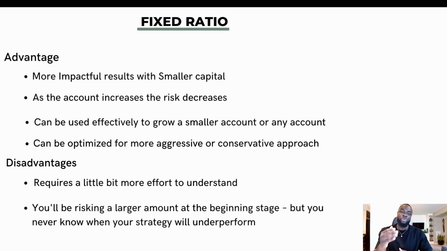As the account increases, the risk decreases, which is ideally what you want in the first place. It can be used effectively to grow a smaller account, or really any size account as well. If you can use it to scale a small account, you can also use it to scale a large account just by following the same approach. It can be optimized for a more aggressive or conservative approach, which is something you're going to see on the next slide, using what we call delta. The delta is simply, the higher the number, the more conservative it is, the more profit you have to make in order to get to the next level. But the lower that number, the more aggressive it is, right?